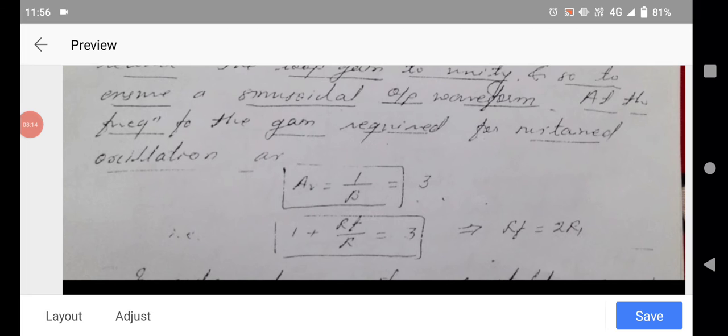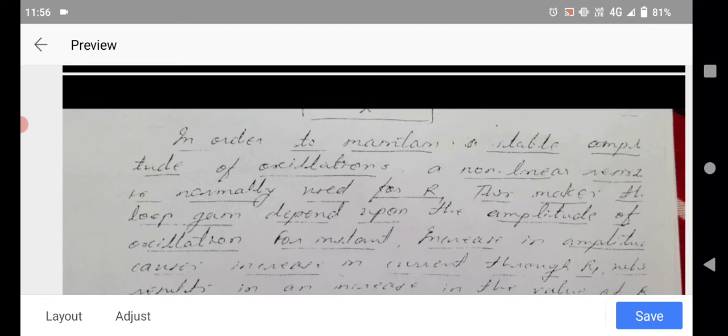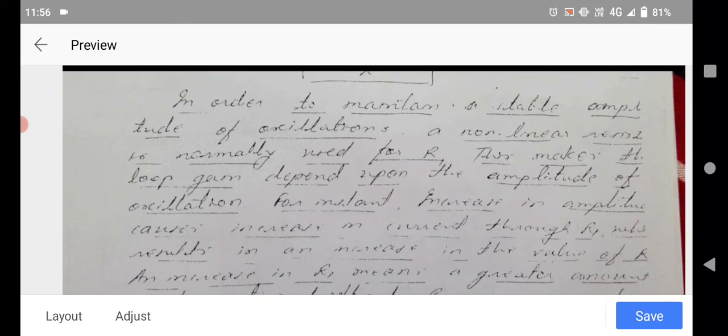So here see the gain of the Wien bridge oscillator, AV is equal to 1 upon beta. Okay, AV is the voltage gain, and 1 upon beta is equal to 3. So 1 plus RF upon R is equal to 3. So RF is equal to twice R1.